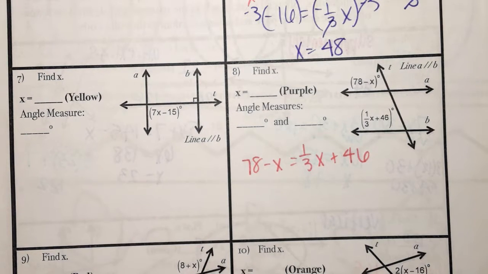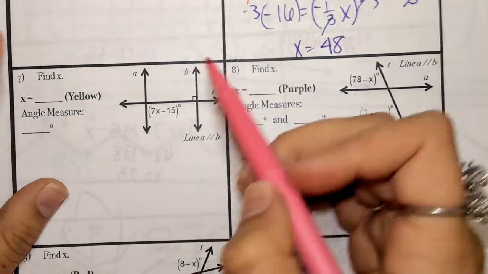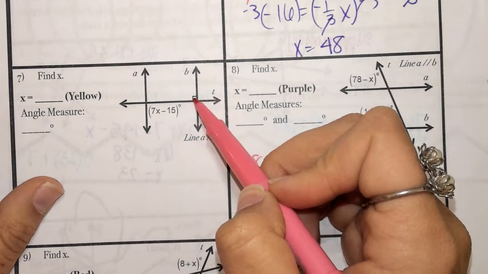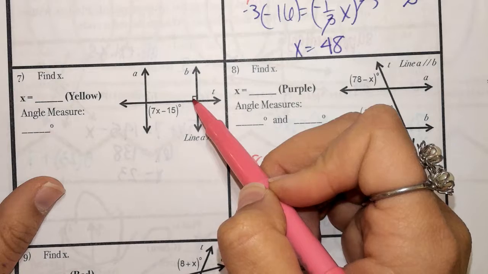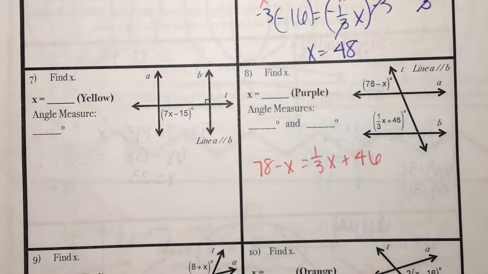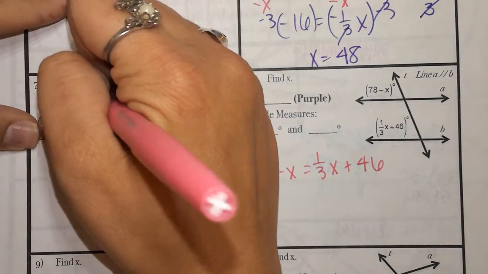Which number? 7? Those are alternate interior. So it gives you that this angle is what? 90. So you could say complementary because they add up to equal 90, or you could say alternate interior.